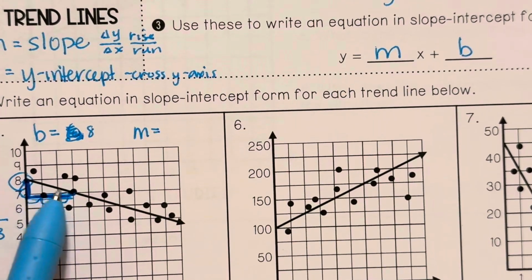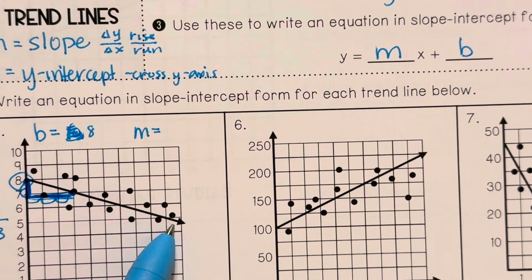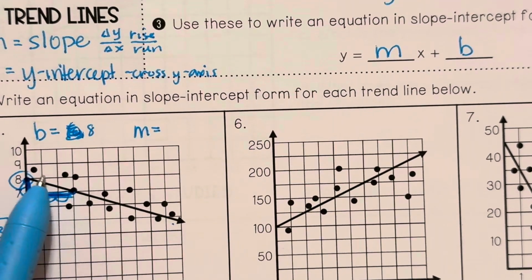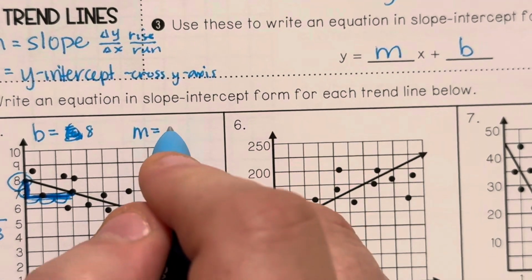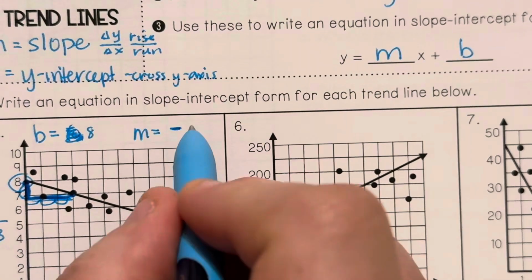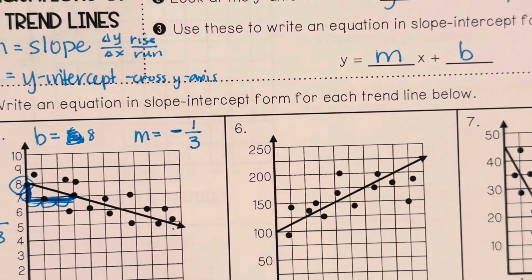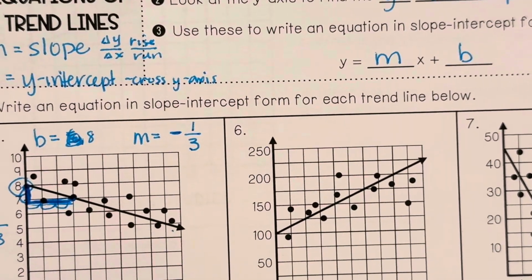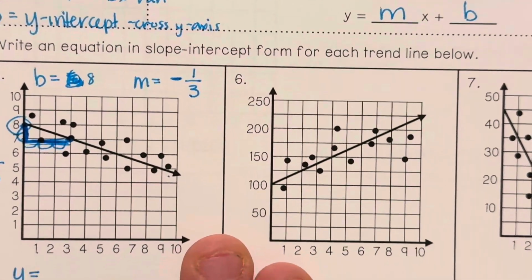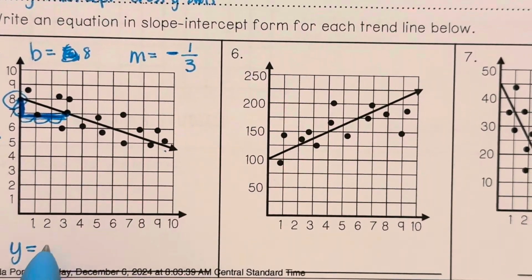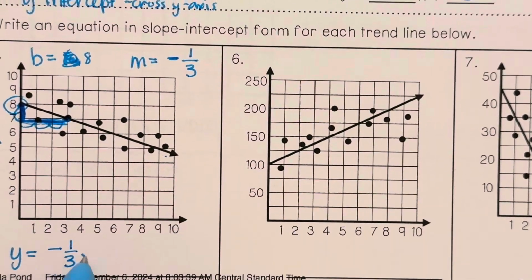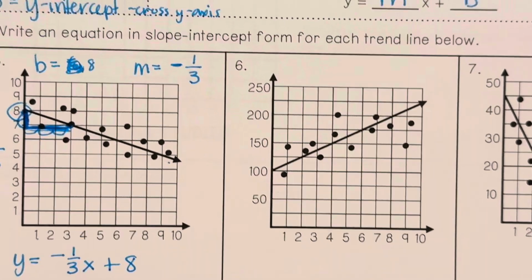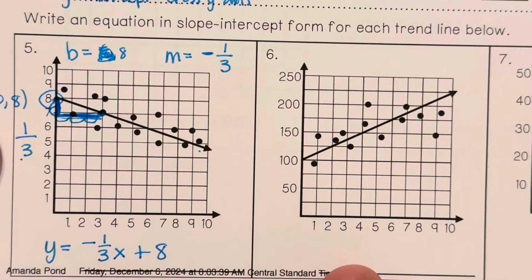If you look, what kind of line do we have here? What kind of slope do we have? What kind of association do we have? We have a negative association, so our slope is going to be negative, and it's a negative 1 over 3. So when I write that into y equals mx plus b form, I have y equals negative 1/3 x plus 8. That is the equation of my trend line.